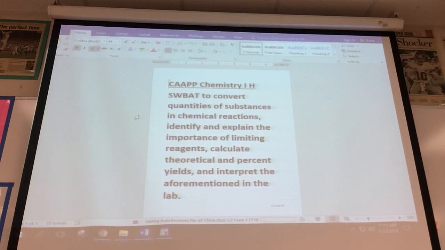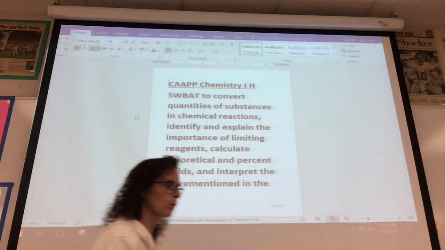Identify and explain the importance of limiting reagents. We'll get to that later in the week. Calculate theoretical and percent yields. And then we're going to be carrying out a lab where we react sodium bicarbonate with hydrochloric acid. We're going to generate 3 products, and we will determine both our actual yield and percent yield to see how good of a job we've done in the lab. Percent yield's a little different from percent error, but you'll be very successful with it.